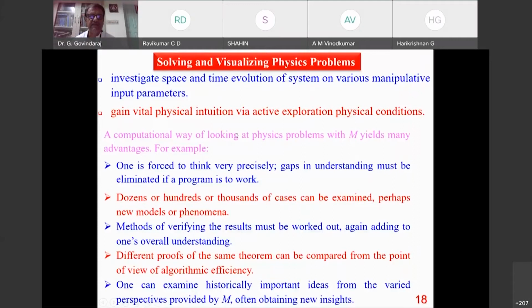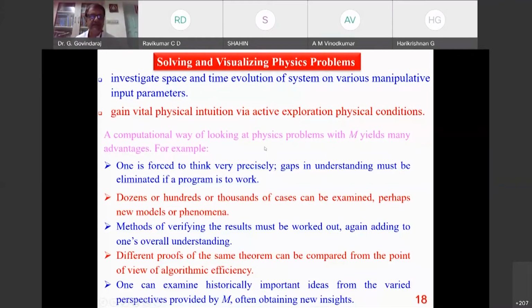Now, when it comes to solving and visualizing physics problems, what is the purpose of that? We have to provide a material medium for students or beginners where they can investigate the space-time evolution of the system on various manipulative input parameters. Which means you make it a working condition for them and make their learning very comfortable by providing the space-time evolution of systems with variable parameters, and let them learn. That also provides they gain vital physical intuition via active exploration of the physical conditions. So when you develop such things, keep these two things in mind, so that when they learn through Mathematica, these two things should happen, for any topic they learn.